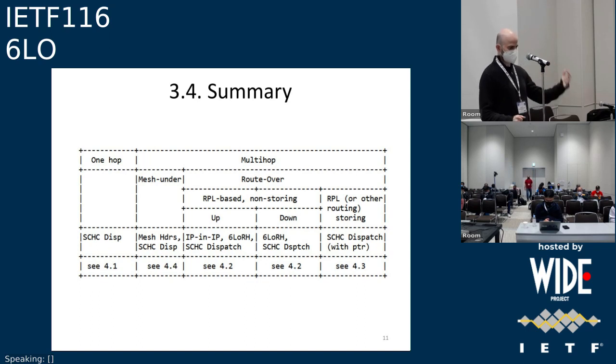We can transmit at one hop, or we can have multi-hop communication. And here on the table, there are the additional artifacts that we need to support them. So for one hop communication, we only need the SHIC dispatch. For mesh under, it's the SHIC dispatch plus the mesh headers. For route over, we have the two approaches, right? The tunnel-based RPL non-storing mode, where we need the tunnels, the different 6LO RH fields, and also the SHIC dispatch. And then we have the last one, the pointer-based approach on the rightmost column, where it supports RPL storing or other routing protocols. And here we just need the SHIC dispatch and also the pointer. Next, please.